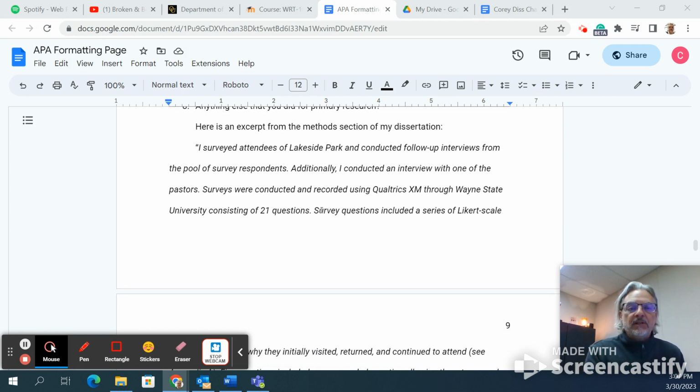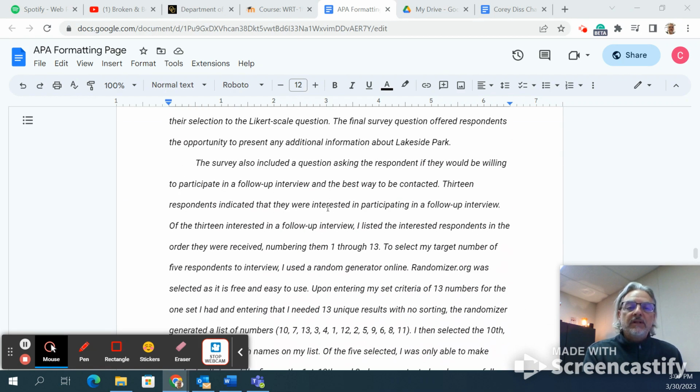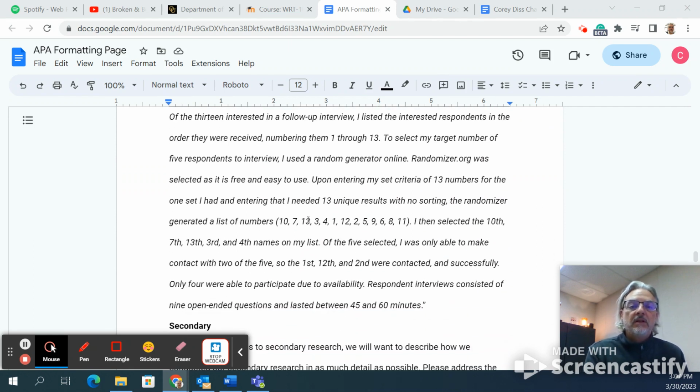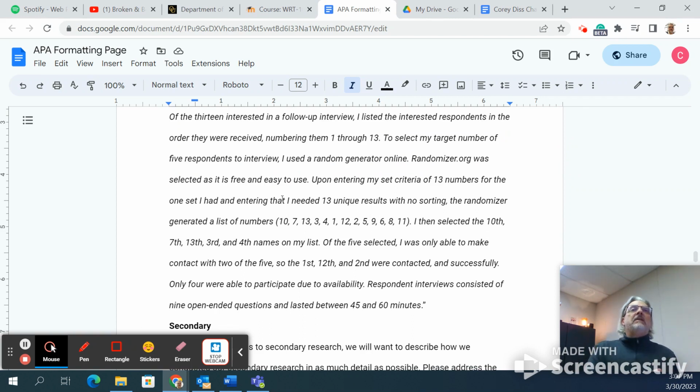And this is mostly from the surveys, paragraphs, if you will. I think there's a little bit about how I selected the interviews. So it gives us what I exactly did, even down to the detail here, as you'll notice, right? To select the target number of 5 respondents for interviews, I used a random generator online, right? Because I had 13 people out of the survey respondents that said they'd be willing to do a follow-up interview. So I needed a minimum of 5 of those for my project.